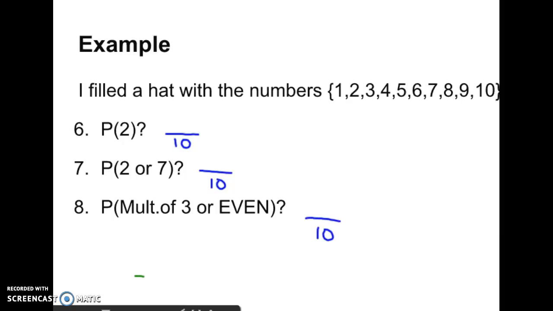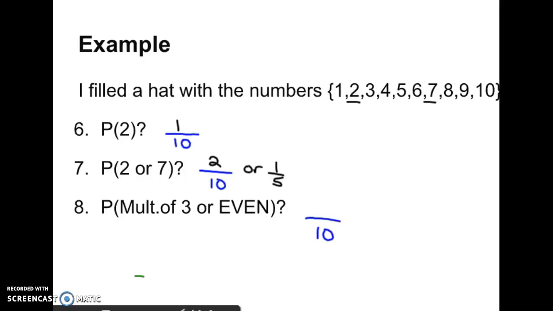Number 1 wants to know the probability of getting a 2. There's only one 2 up there, so it should be 1 out of 10. There's a 1 out of 10 chance of getting a 2. Number 7 up here, the probability of getting a 2 or a 7. So you can get either one. That's two different numbers, so you have a 2 out of 10 chance of getting a 2 or a 7. And that reduces down to 1/5.